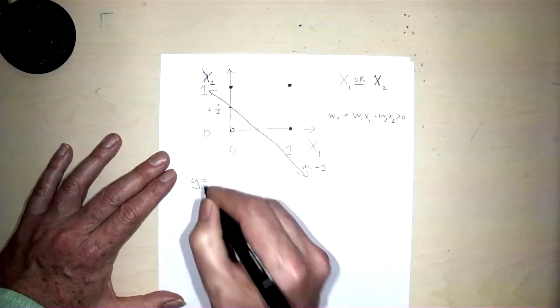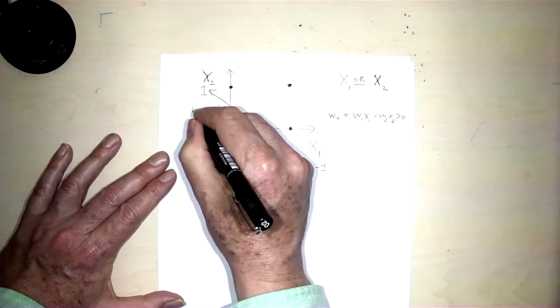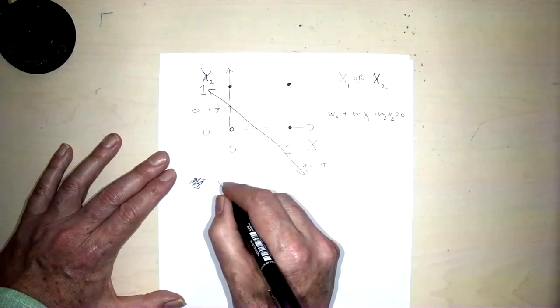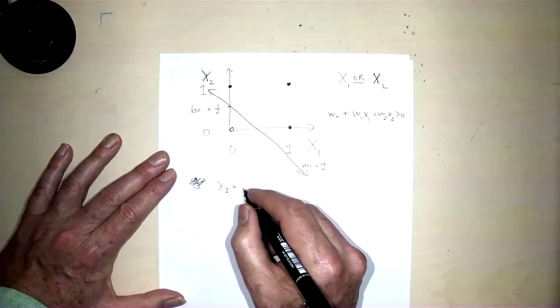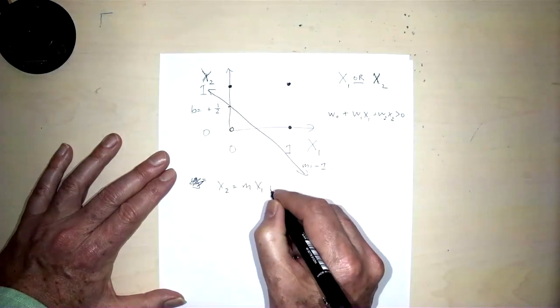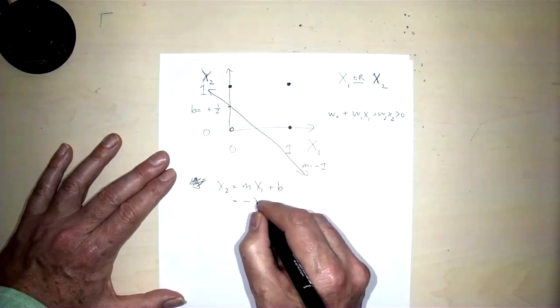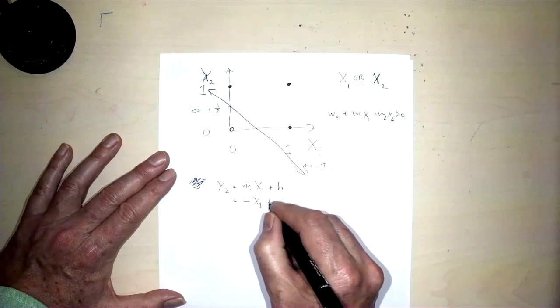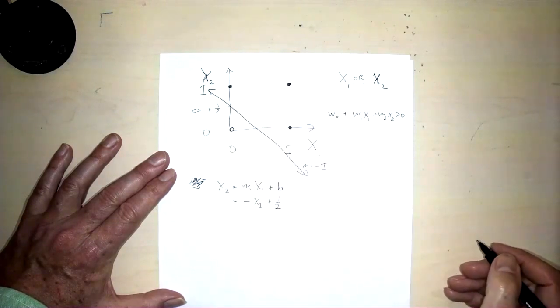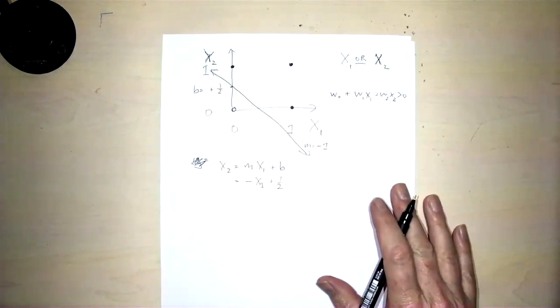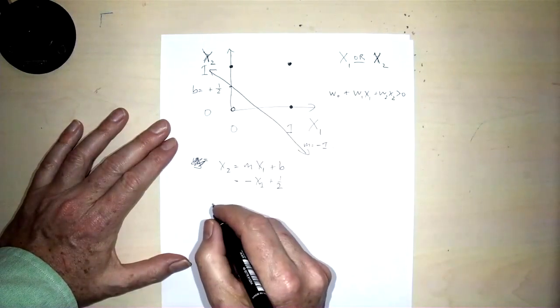So the equation of this line is x2 is equal to m times x1 plus b. So that's minus x1 plus 1/2. Now I juggle this equation around. I put everything on the same side.